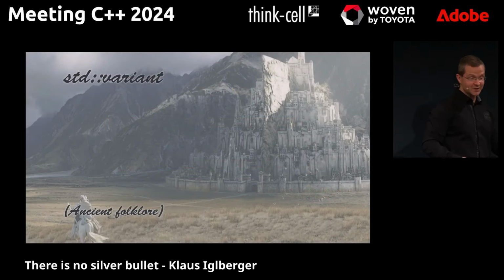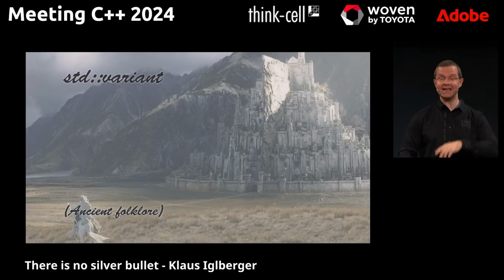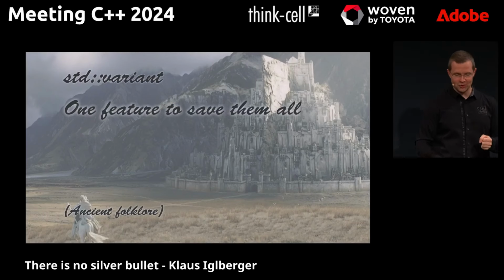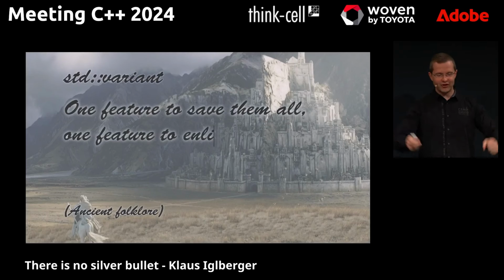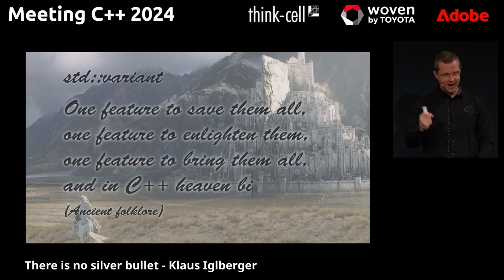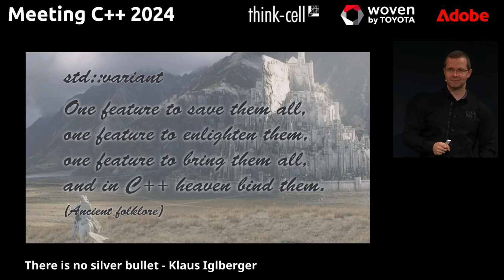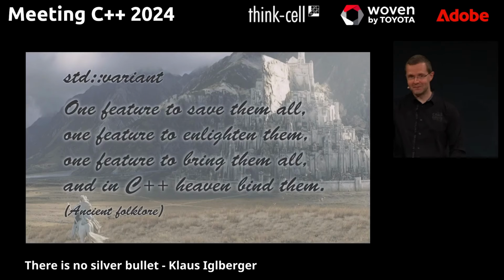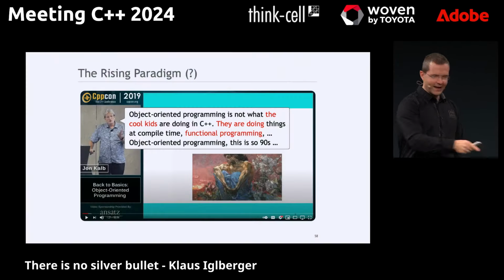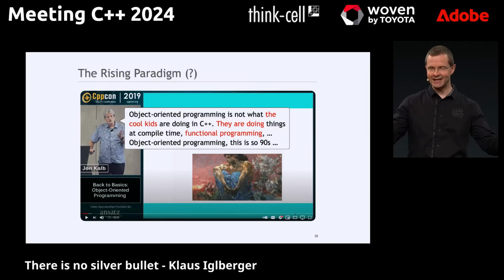Whoa. And so even the ancients have sung songs about variant. One feature to save them all, one feature to enlighten them, one feature to bring them all, and in C++ heaven, bind them. Or similar. But still, it's amazing, isn't it? And there's no surprise here. Absolutely no surprise. This is pretty much what people are telling us.